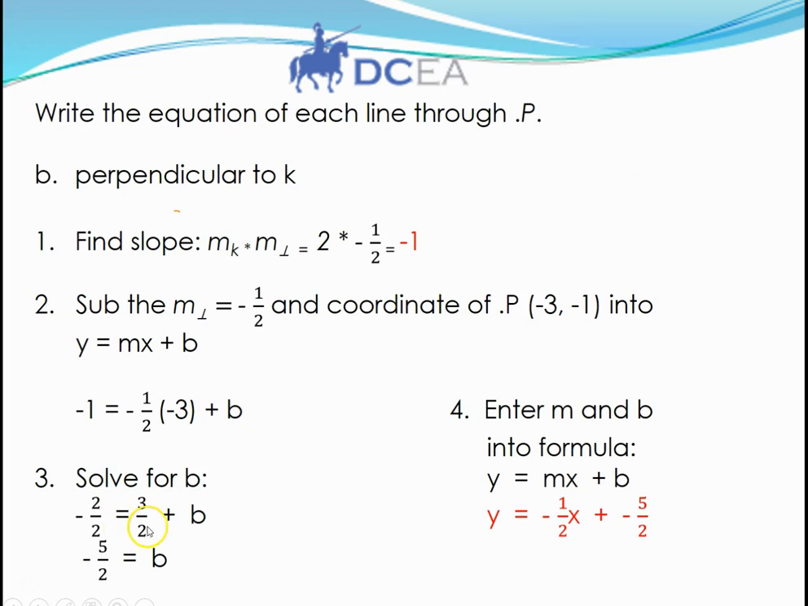If we solve for b, the first thing I'm going to do is set negative 1 to negative 2 over 2 so I can add or subtract. And we end up with b equals negative 5/2. The last thing you do is enter m and b into the formula. And that will be y equals negative 1/2 x plus negative 5/2.